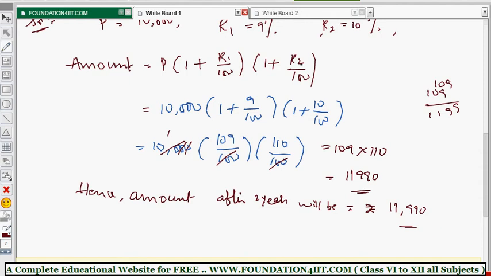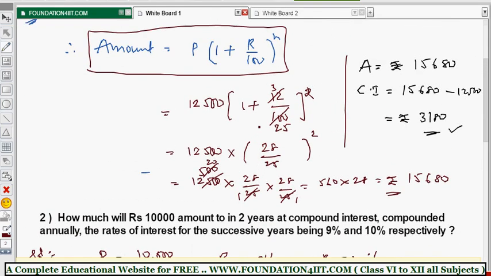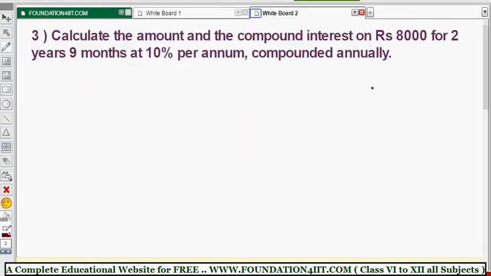And when the given time is different, let's see one more question. This we are finding compound interest. Next, I have one question here. Calculate the amount and compound interest on 8,000 for 2 years 9 months. Okay, the number of years is 2, but the number of months also is 9. Whenever it is given like this, we have also seen a formula, so I will apply that.